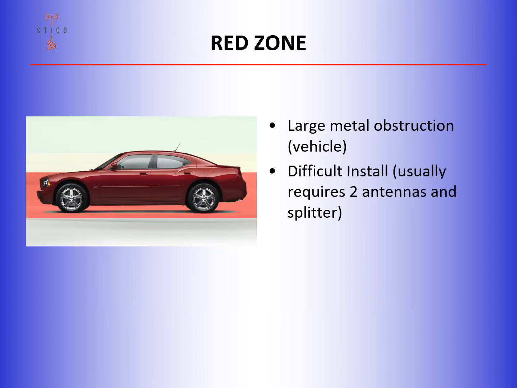Finally, we come to the red zone. This is the lowest point in the vehicle, and is typically where we would install panel type antennas, bumper type antennas, or bump step antennas. The installation is a little more difficult and usually requires 2 antennas across the vehicle to attain omnidirectional operation.